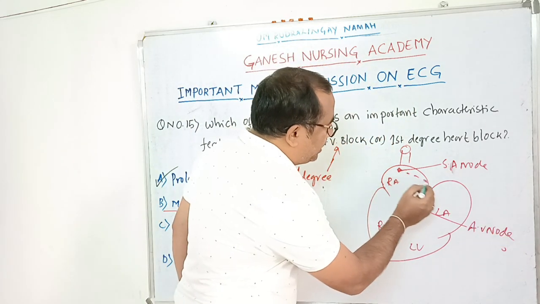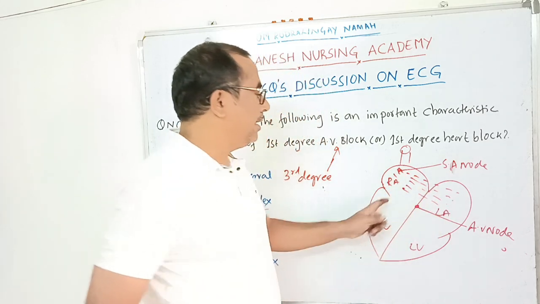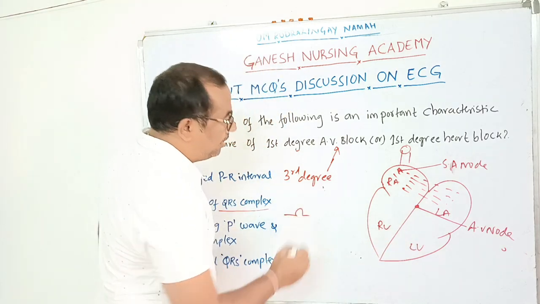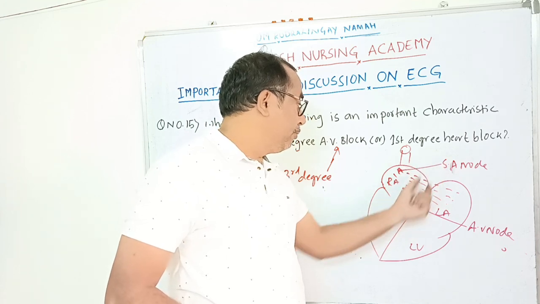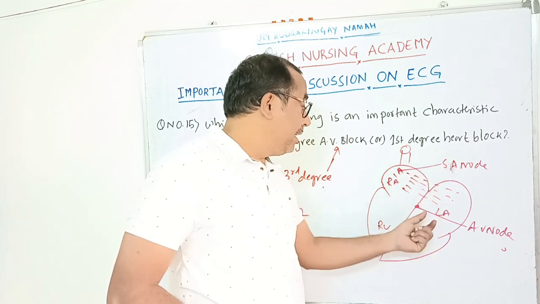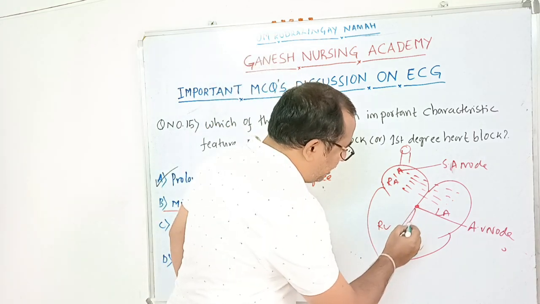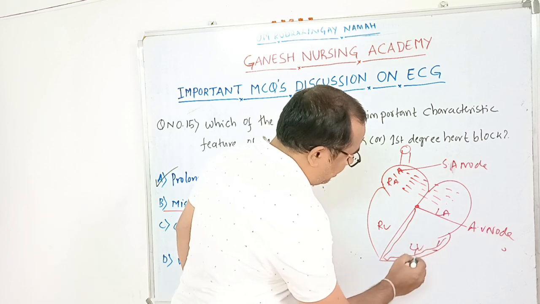First, the SA node produces electrical impulses at the beginning. Then the impulses are conducted through both atrial chambers, and then what happens here? The P wave will appear. Then the electrical impulse is conducted from the atrium to the ventricles, by receiving the impulse from the SA node to the AV node. Then the impulses are conducted to the bundle of His, and then to the Purkinje fibers.